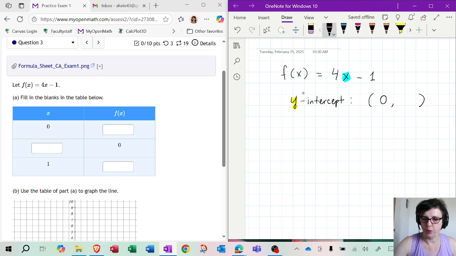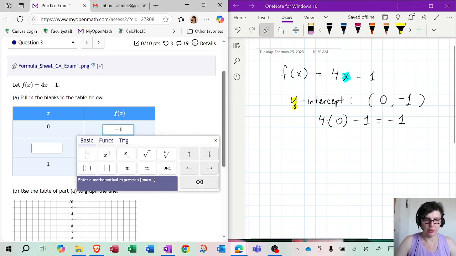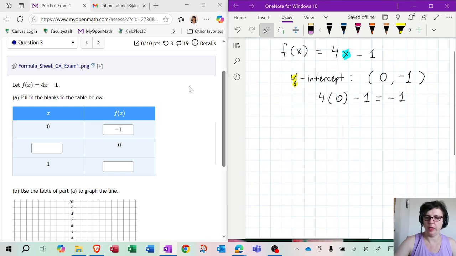Well, the first term will drop out. So this is going to be 4 times 0, because remember the default operation is multiplication, and then minus 1. So that will give me negative 1. So that's going to go over here. And so that's where the graph will intersect the y-axis, at 0, negative 1.